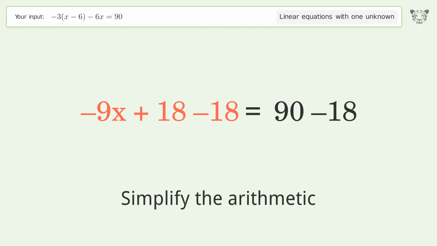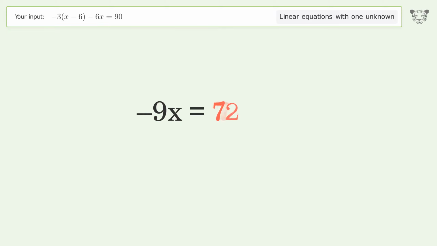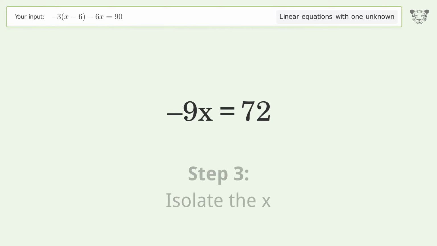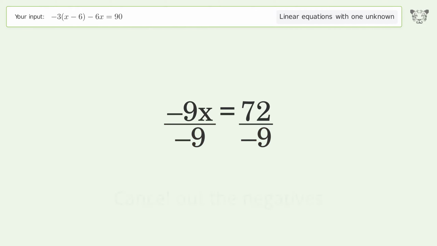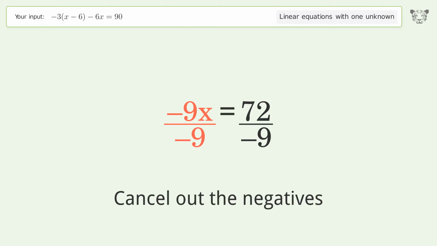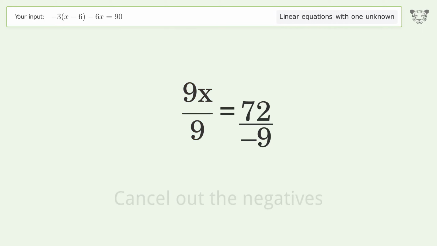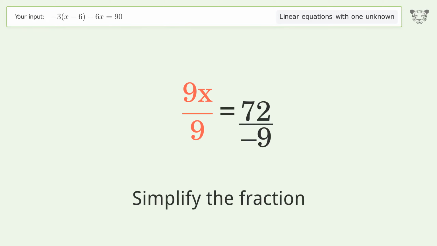Simplify the arithmetic. Isolate the x. Divide both sides by -9. Cancel out the negatives. Simplify the fraction.